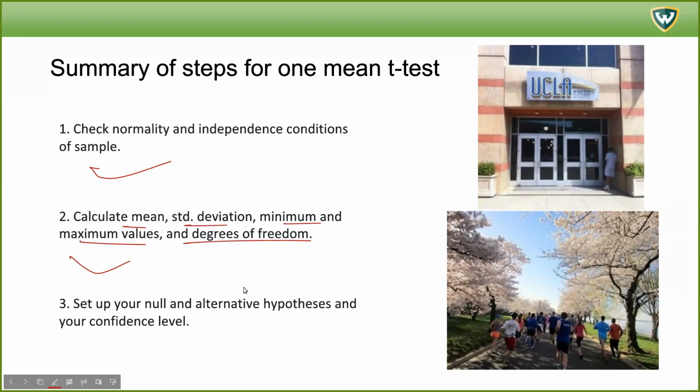because we're going to use that in our equations. You set up your null and alternative hypotheses, and your confidence level for your confidence interval, and for your p-value. They're different. There's a confidence level for the p-value, and there's one for the confidence interval. They're usually both 95%, but they're not the same. They're used in different ways for different calculations.